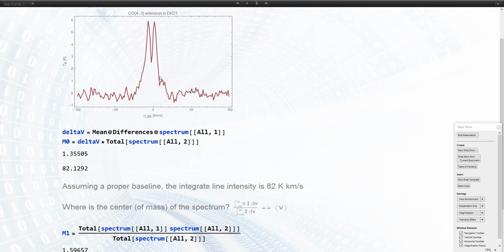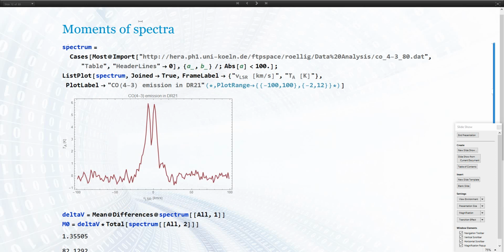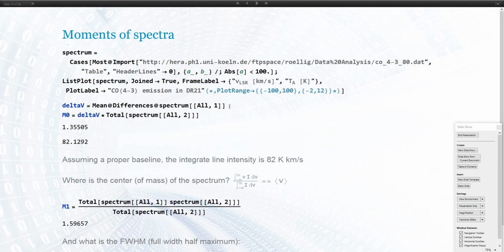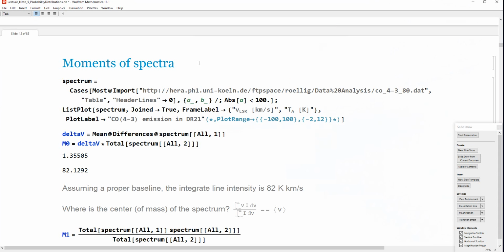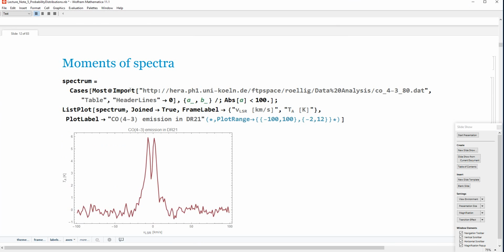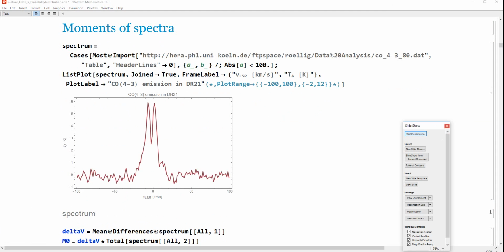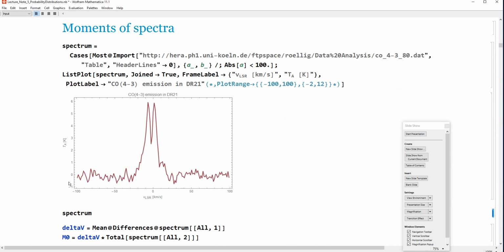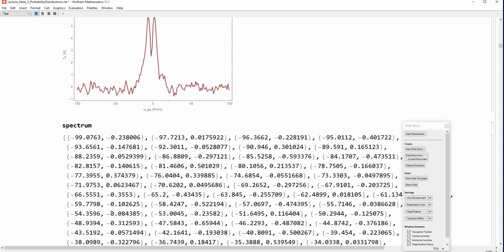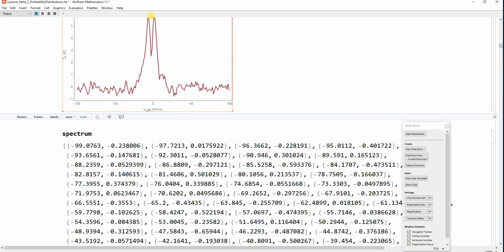Should we do this on the example? Let's do it on the example. That's an interesting case. So first of all, we need the data. Data analysis. Okay, here. So that's the data. Let's take a look at how this looks. Okay, so that's a list of XY values. The first number is the velocity in kilometers per second, and the second number is the antenna temperature in Kelvin. And you see, that's what's plotted here.